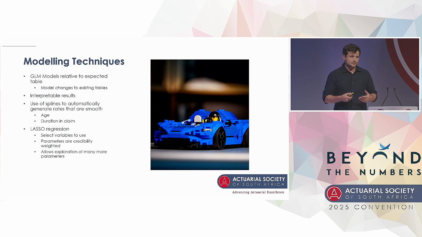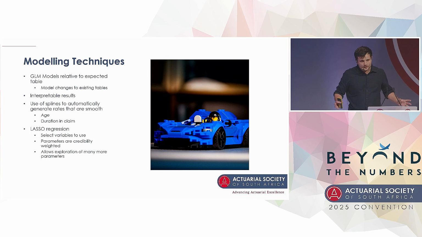Another tool that we add to that is splines, which help us to smooth things over time, specifically your duration since claim, getting that curve smooth where there's less data, and it's also useful for ages. And then another very useful thing is lasso regression, which is a bit of machine learning on top of the GLM. That helps you to select the variables that you want to use. It also brings in something similar to credibility weighting, and it allows exploration of many more of the parameters.